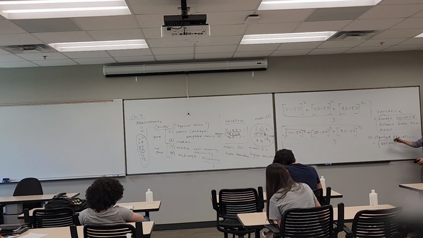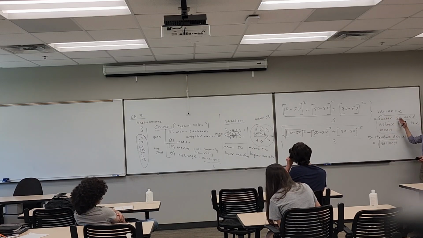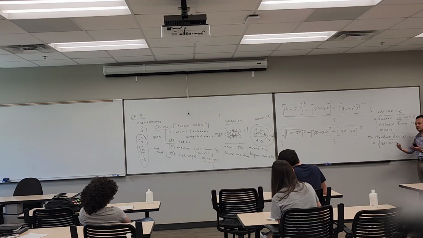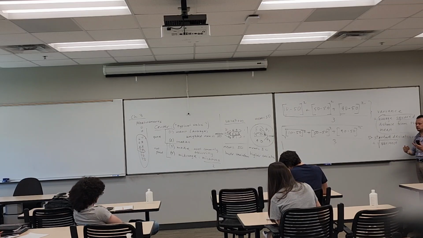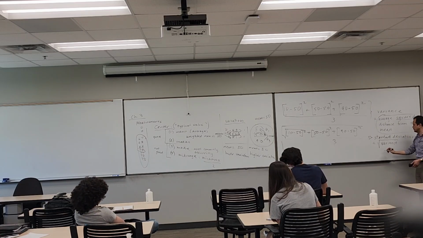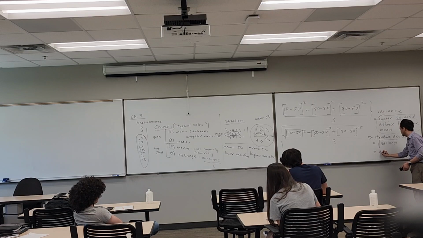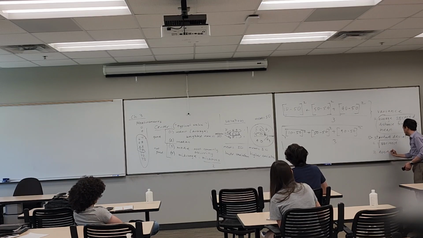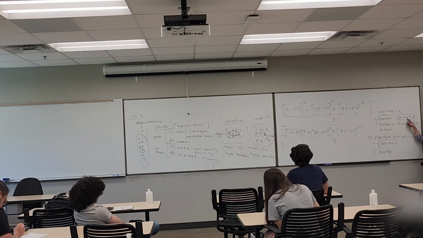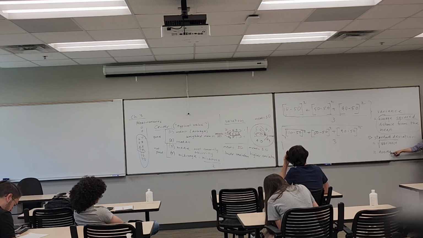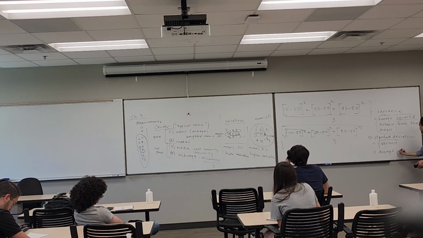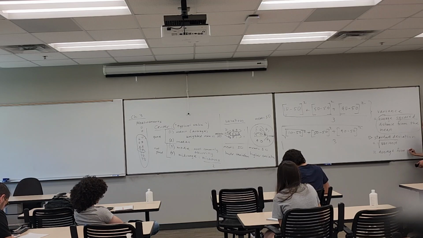But the question is, if we took the square root of the average square distance, do we now get exactly what we wanted, which is the average distance from the mean? So does this equal the average distance from the mean? If we take the square root of the average square distance from the mean, does that equal the average distance from the mean? Any guesses?